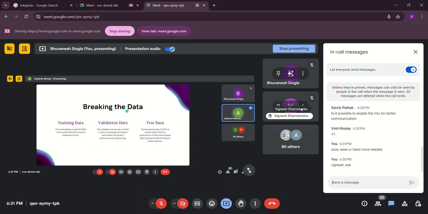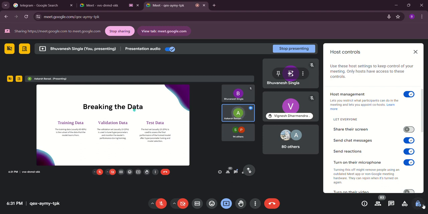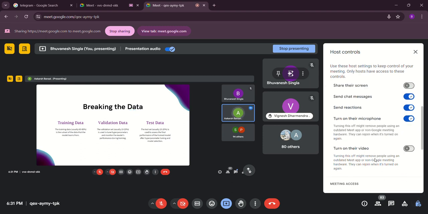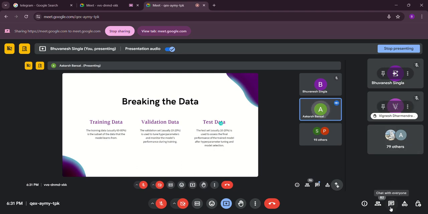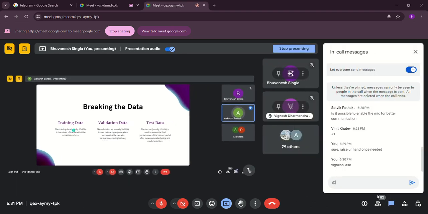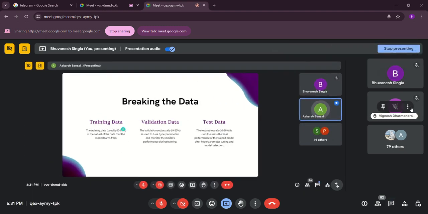Now, the data itself can be broken down into three subsets, if you want to call it that way. So we have training data, we have validation data, and we have test data. The training data is usually 60 to 80% of the data set, and this is the actual data or the information that the model is trained on. So the model only sees this data during training.